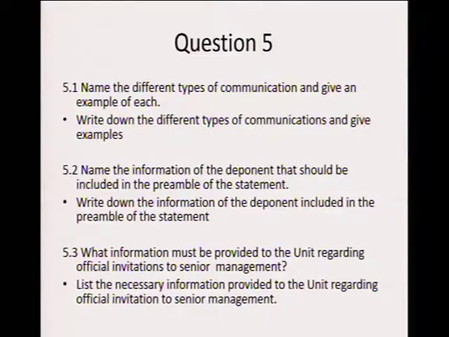Question 5. 5.1. Name the different types of communication and give an example of each. You are required to write down all the types of communication and give examples. If you only write the type of communication without examples, your answer is going to be incomplete. You're only going to be awarded half a mark.